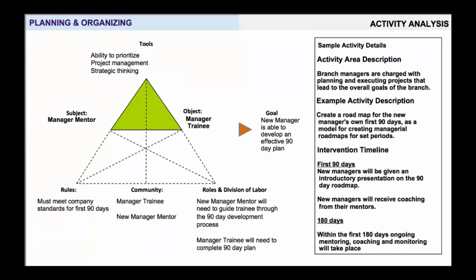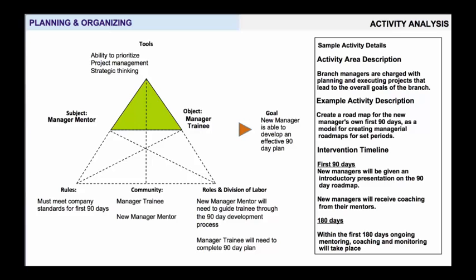The ability to plan and organize is a key competency for RisqueAqay branch managers. They'll be tasked with planning and executing projects that benefit the business on an ongoing basis. The slide you're looking at here is the sample activity with the activity triangle. For this activity area, we're having new manager trainees complete a 90-day roadmap for their transitional period. This activity will demonstrate a competency of being able to strategically think, make decisions, and organize content.